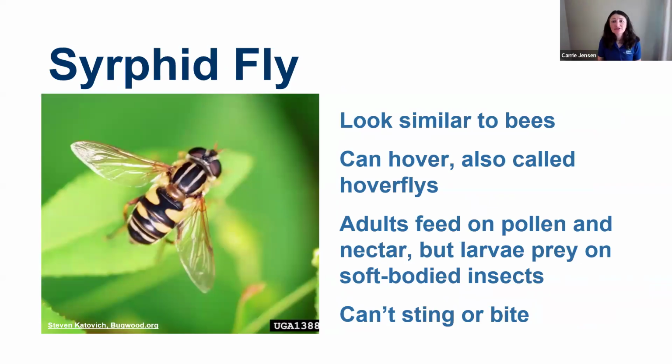Next grouping, we have flies, or Diptera, the syrphid fly. These guys look similar to bees. However, they can hover. So they're commonly also called hover flies. And as adults, they feed on pollen and nectar and are good pollinators. So you want them for that. But their larvae also prey on soft-bodied insects. And even though they look like a bee, they can't sting or bite.